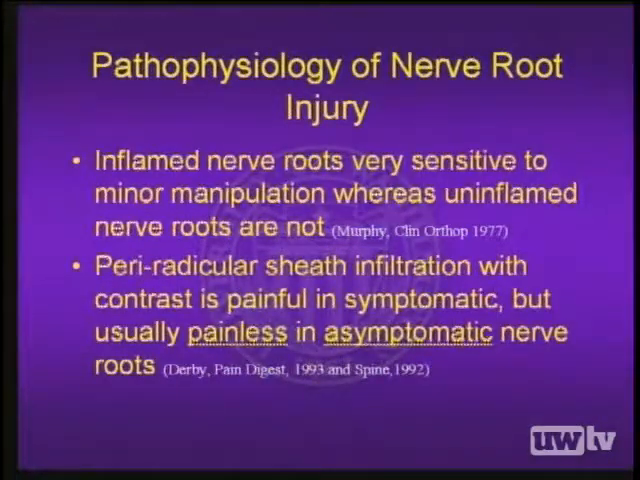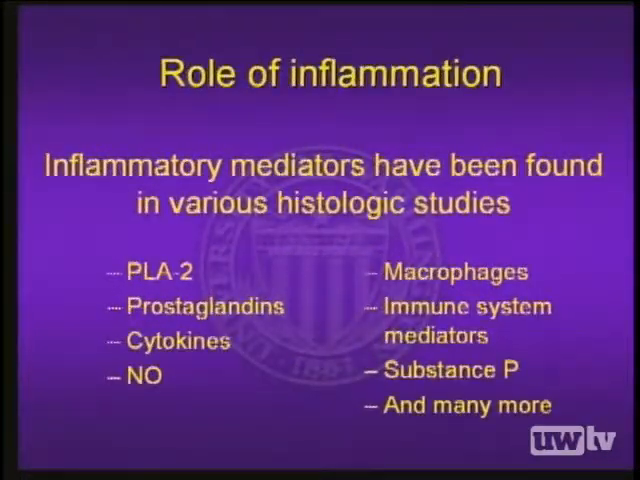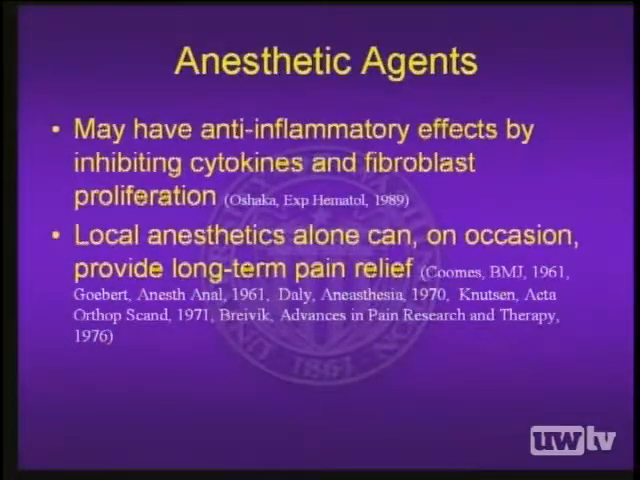So we do know that inflamed nerve roots are really sensitive to minor manipulation, whereas uninflamed nerve roots are not. So when we inject even just saline into the sheath around a nerve root, those that are symptomatic are painful. Patients that are asymptomatic, it's not usually painful. So that's a way to differentiate. We know that there are many different inflammatory mediators, cytokines, prostaglandins, substance P, macrophages. There's not just one. So let's talk about what the role of anesthetic agents in these injections are.